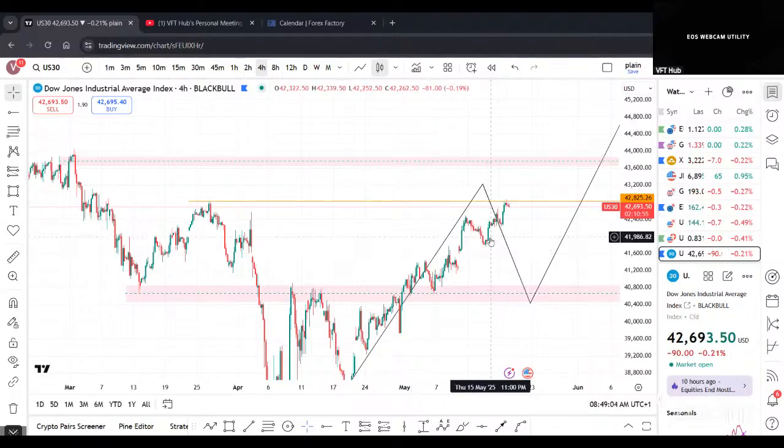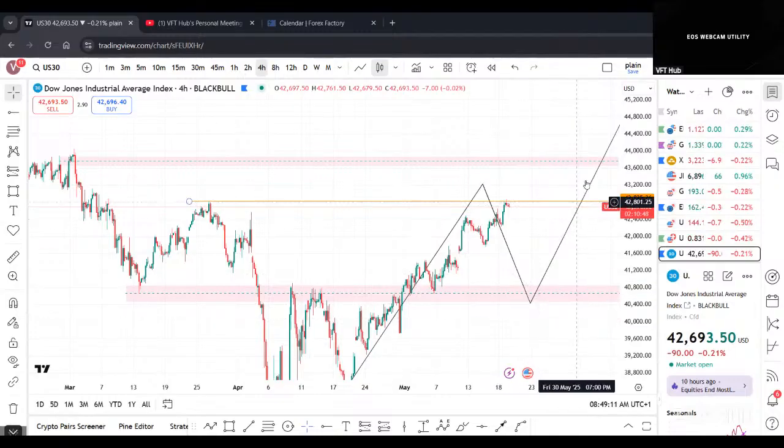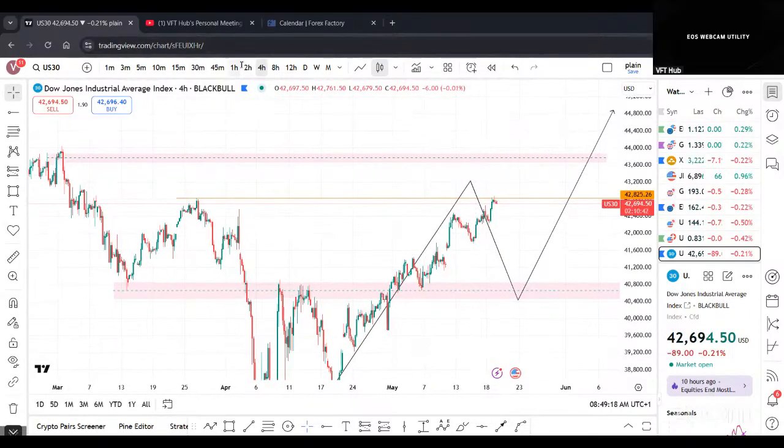However, if we start seeing price selling off from this zone to the downside, then we should expect that once price comes back to this zone, it's going to violate it and then continue to push to the upside very well. So on the 4 hour time frame, this is what we have. Now on the 1 hour time frame.